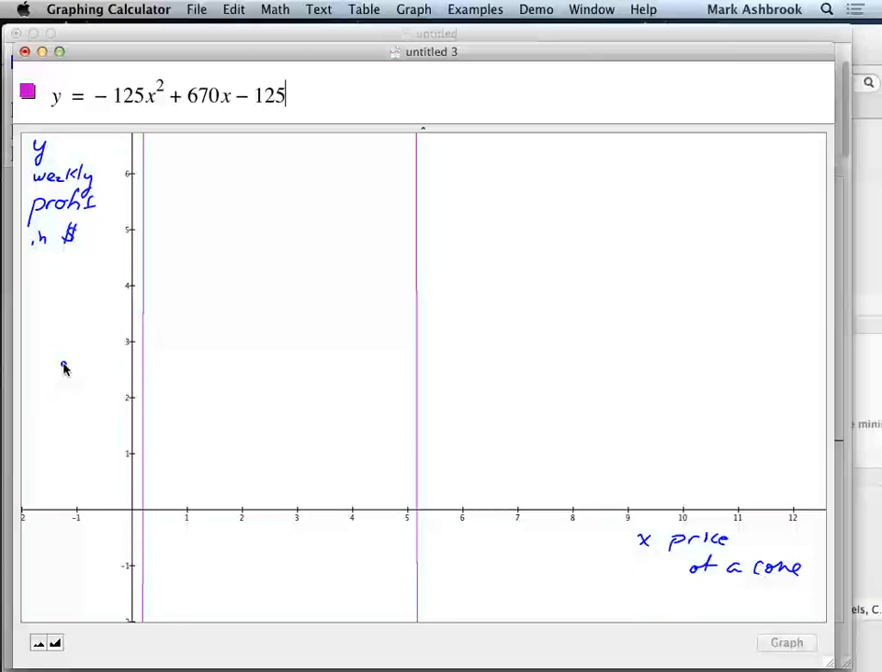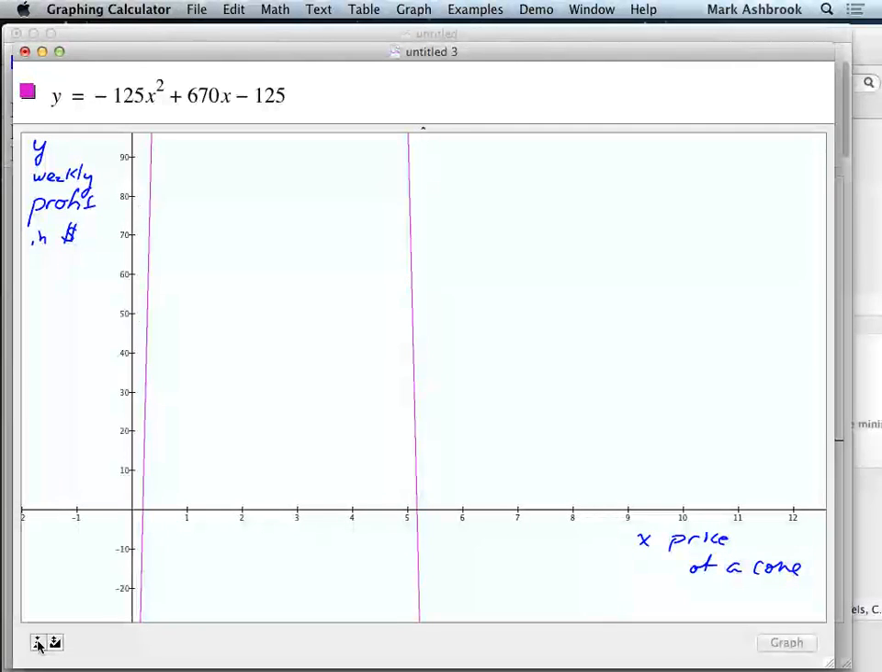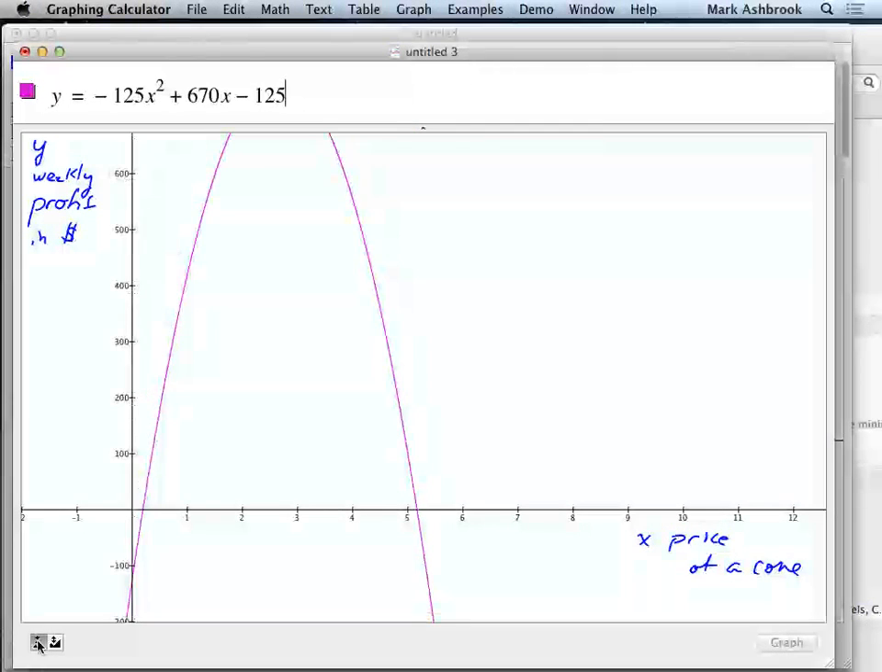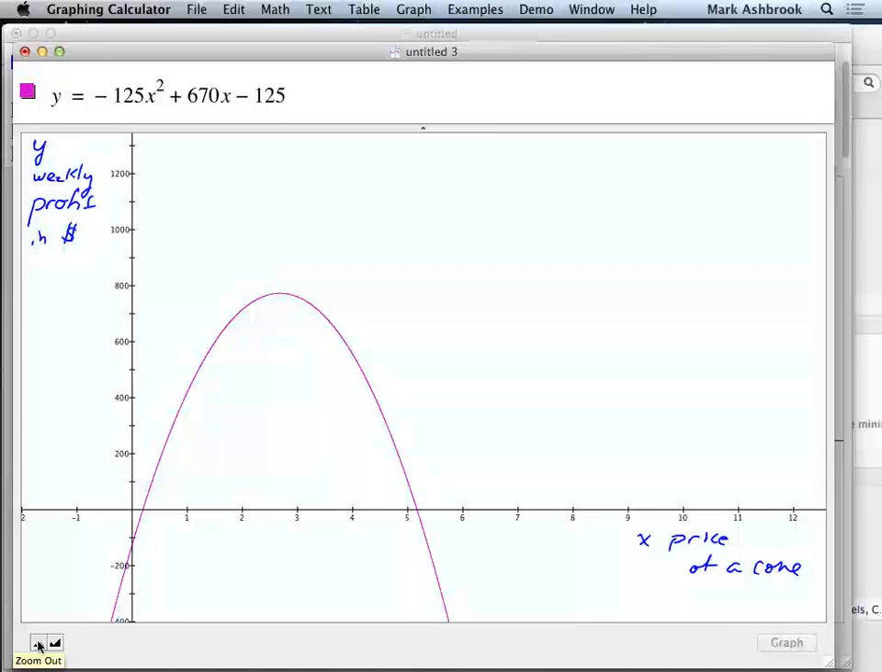The x is pretty decent here, right? So we can see the dollars per cone. You're not going to pay $10 for an ice cream cone, right? So it looks like the y-axis is pretty decent. It's just the weekly profit. So we're going to zoom out on the y. So you should know how to do that on your handheld. Okay, so now we got something that maybe might make sense.